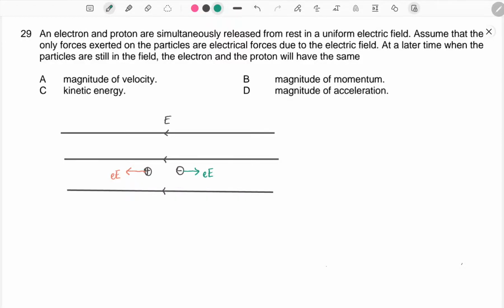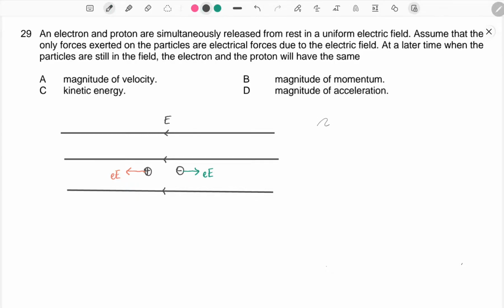In this question, we have an electron and a proton, both have the same charge magnitude, simultaneously released from rest in a uniform E field. So we have this drawing here. What will be the same after a certain time? So let's work things out.